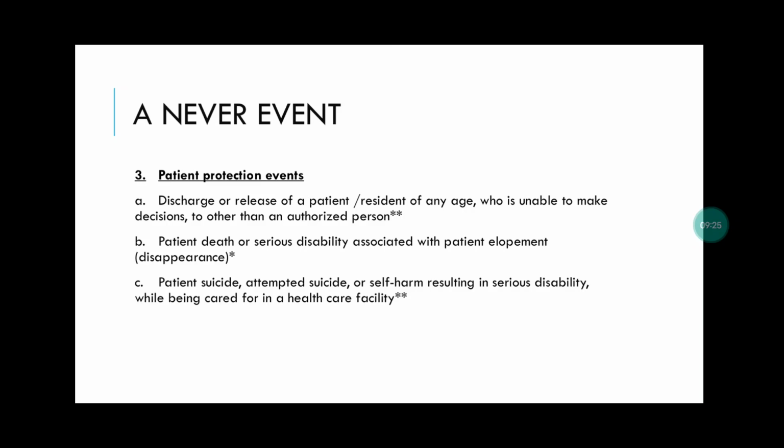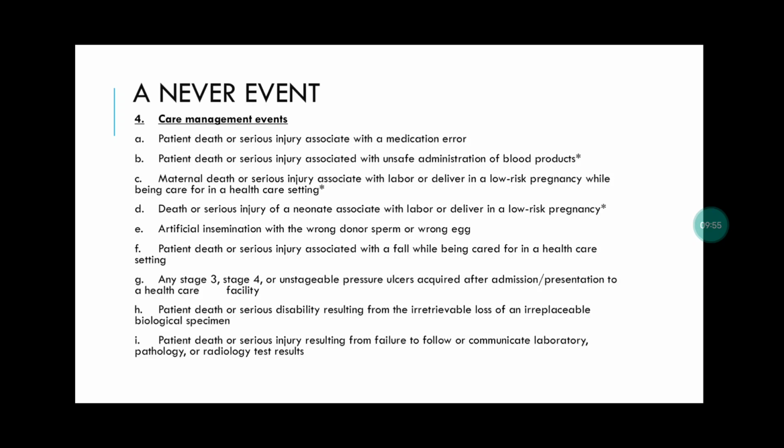Then patient protection events. Discharge or release of a patient or resident of any age who is unable to make decisions to other than an authorized person. So you are discharging them to the wrong family or person, or an unauthorized person. Next one is patient death or serious disability associated with patient elopement or disappearance. And then patient suicide, attempted suicide or self-harm resulting in a serious disability while being cared for in a healthcare facility.